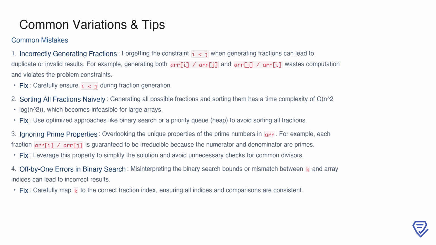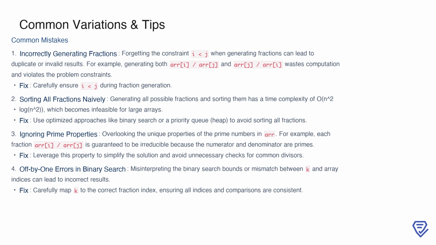Another issue is attempting to sort all possible fractions naively. This approach has a time complexity of O(n squared * log n squared) due to the large number of fractions generated, which quickly becomes impractical for large arrays. Instead, optimized strategies like binary search or using a priority queue can help you avoid this inefficiency.